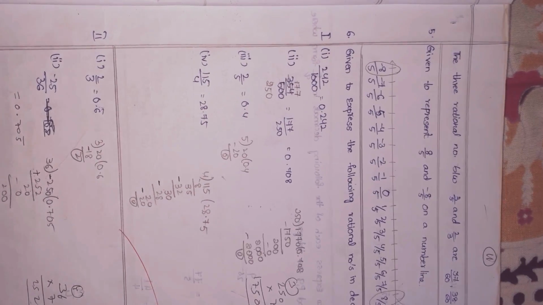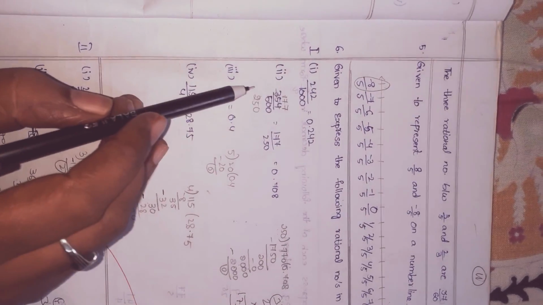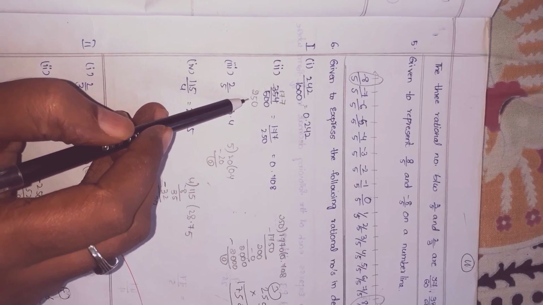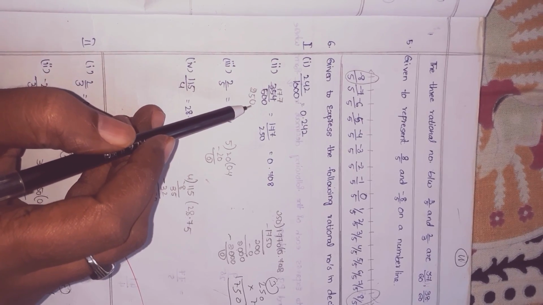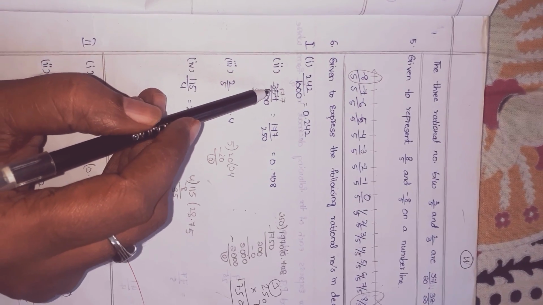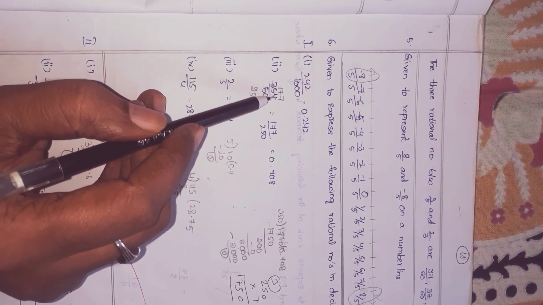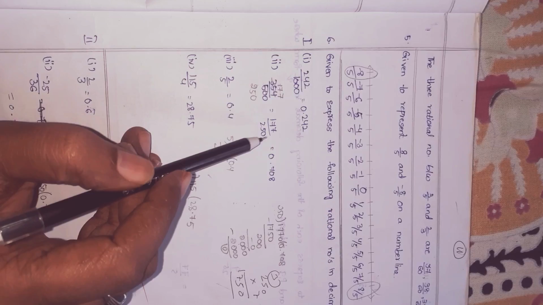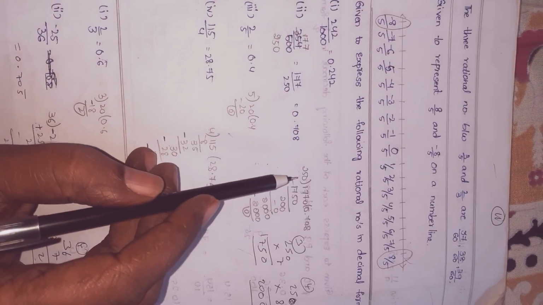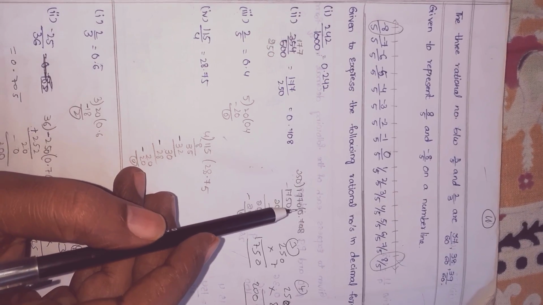354 by 500, children. Here do cancellation with the 2 table: 2 twos are 4, 1 is remaining, so 250. 2 fives are 10, so 250 from 500. Next, 2 ones are 2, children. 1 carry, 2 sevens are 14. Again 1 carry, 2 sevens are 14. So 177 by 250, children. Now do the division, 177 divided by 250.